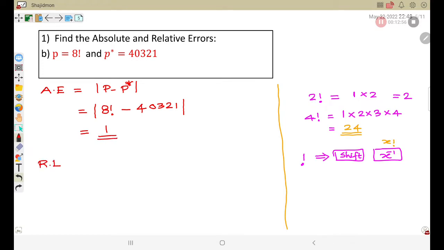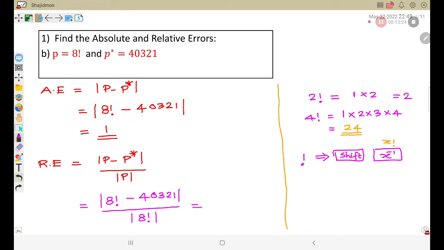Now the relative error. Relative error equals absolute P minus P star divided by absolute P. You can apply the numbers: absolute P number is 8 factorial minus P star number 40321, divided by absolute P number 8 factorial. So you will get 2.4801587 multiply 10 power minus 5. So this is the relative error in that calculation. Hope you understood this idea.